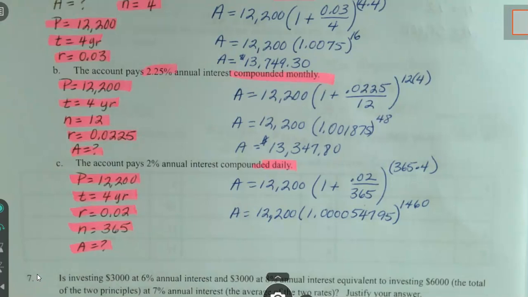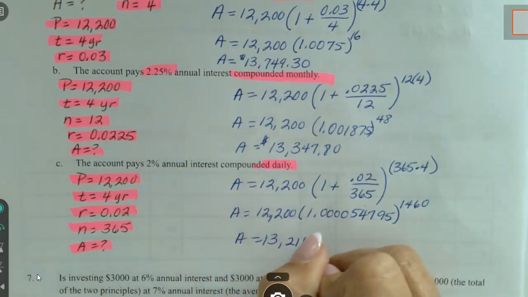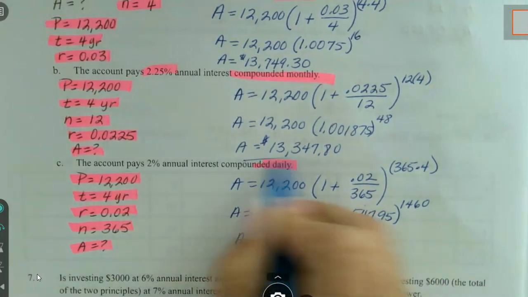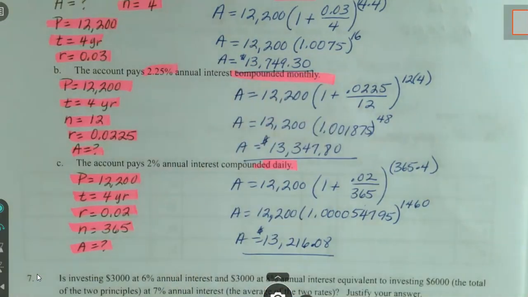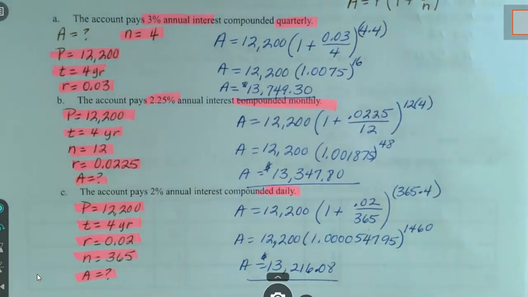Like I said, my calculator, I should go get a better one, but I've already started the video. So on here I get $13,216.08. Those are my answers. Again, double check, make sure I did it correctly as far as putting it into my calculator, and I'll go get my other calculator before I begin the next one.